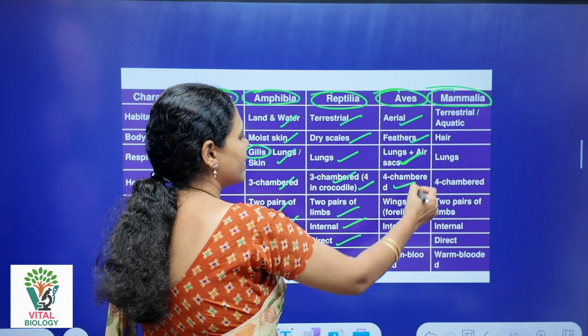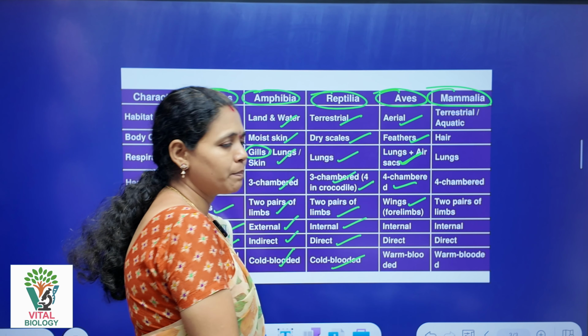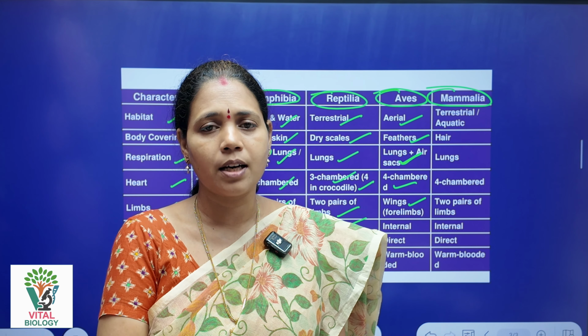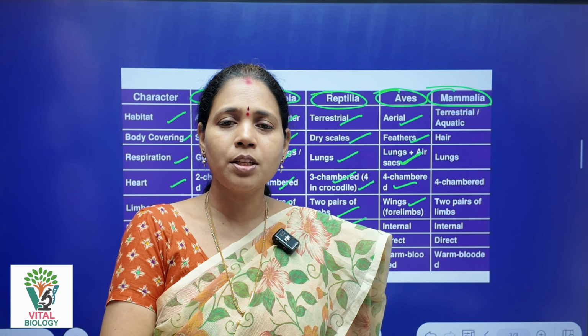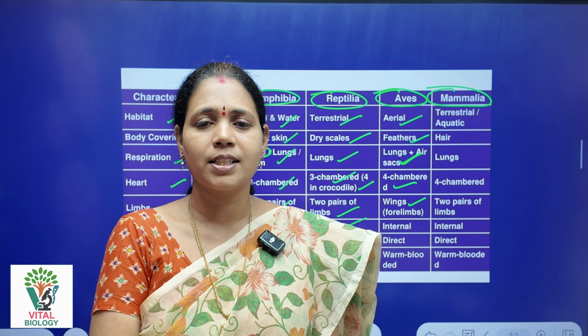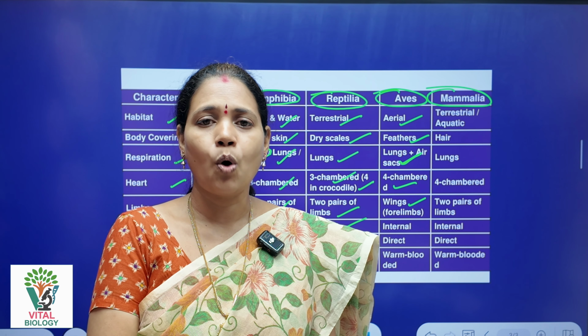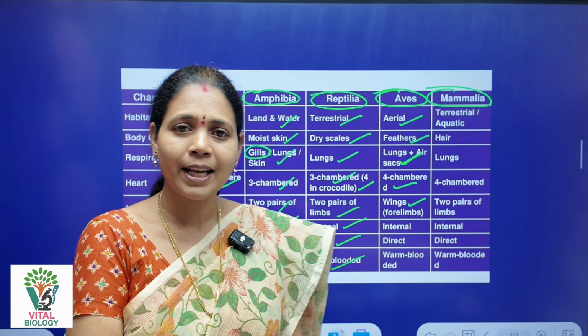And the heart is completely divided, a 4-chambered heart. Two pairs of limbs are present, in which the first pair, or the anterior-most limbs, are modified into wings so that they can fly. Whereas the posterior-most limbs, as we have already discussed, help in clasping branches or otherwise in walking, running, swimming, for various purposes according to their habitat.